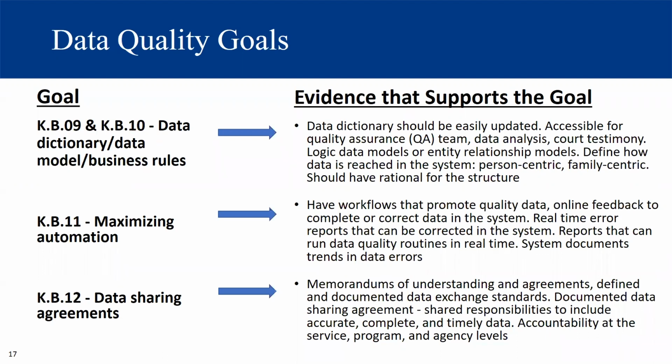So anything that you can do to support your users with regard to automation and making sure that you're able to assess the health of your program and the business process. So you would include workflows, online feedback from the system that either lets the user know that there is an error and it's real time and that it can be corrected, and here's how you correct it. Reports that can be run by users daily for data quality routines or supervisors. The system can also provide information about trends in data errors.